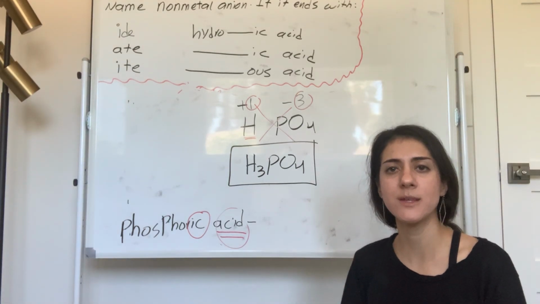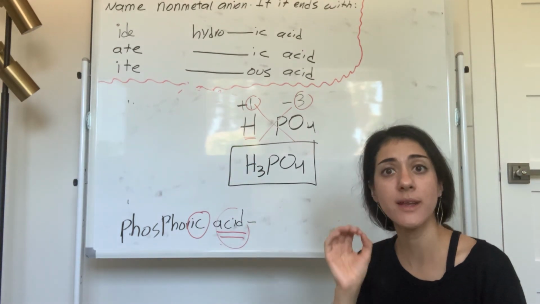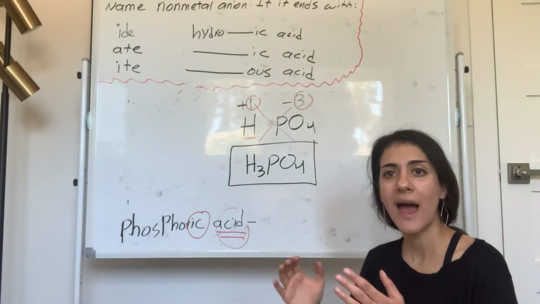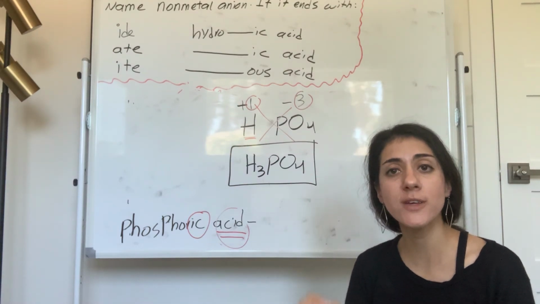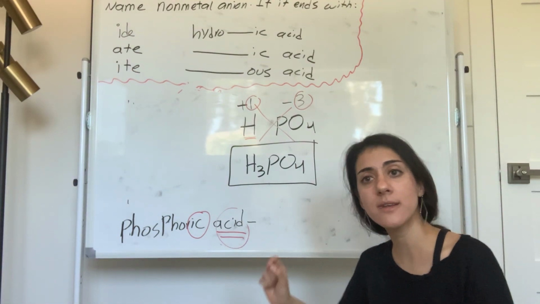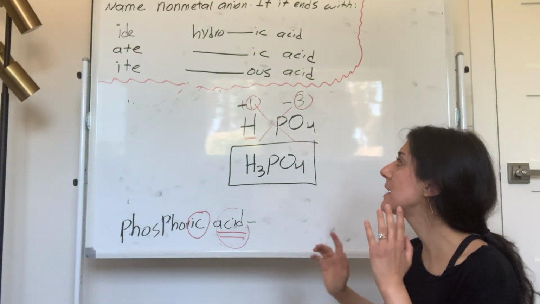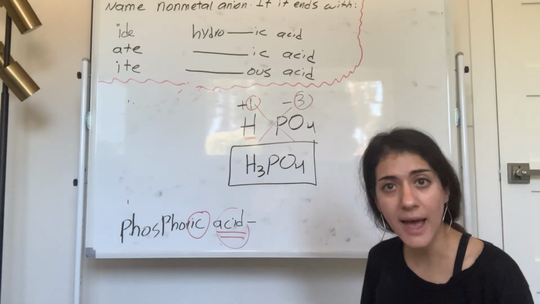You know you have an acid because it starts with H. Acid starts with H. Now, when you write the acid, you have to balance the charges, just like the ionic compound. And for naming the acids, those are the rules to use for naming the acid.